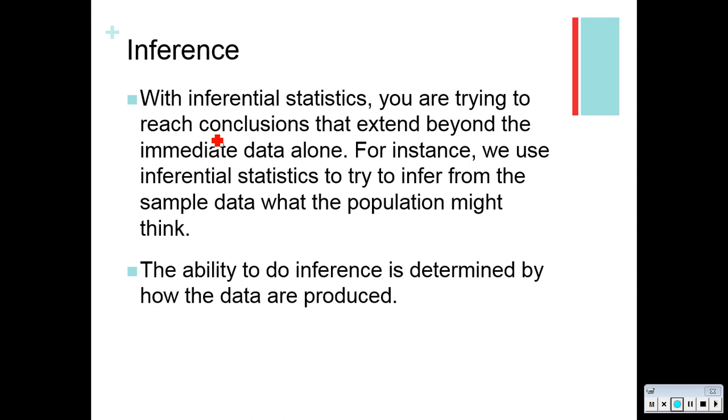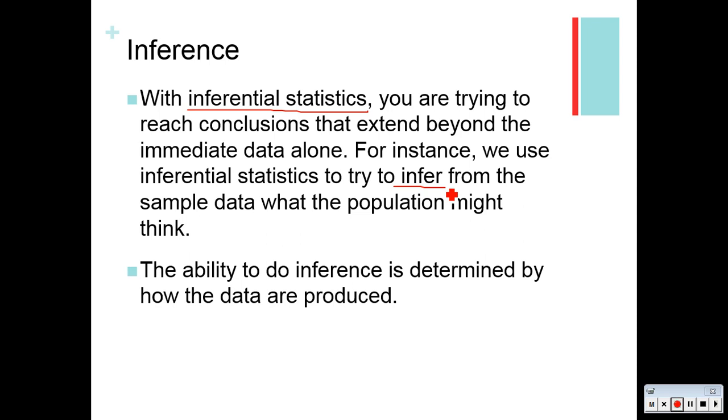So one of the last terms that we're going to look at here in the introduction is called inference. One of the big things that we do in statistics is we try to gather data in order to take that data and make a conclusion about the population at large. When we're talking about inferential statistics, you're trying to reach conclusions that extend beyond the immediate data alone. So for instance here, we use inferential statistics to try to infer, to predict from the sample data what the population might think. And the ability to do inference is determined by how the data are produced.